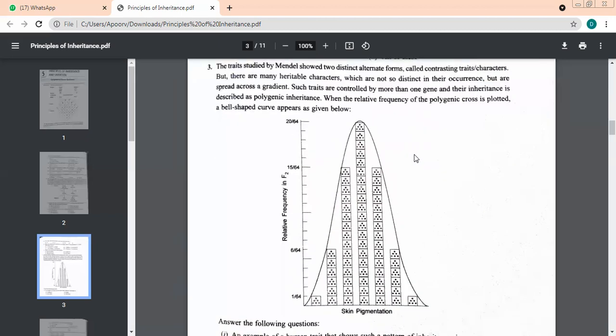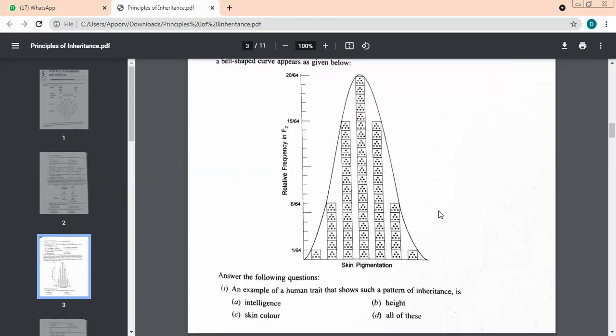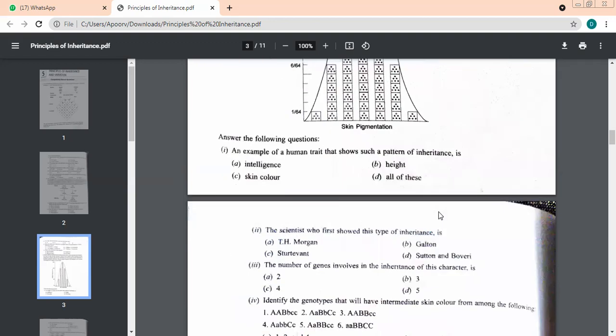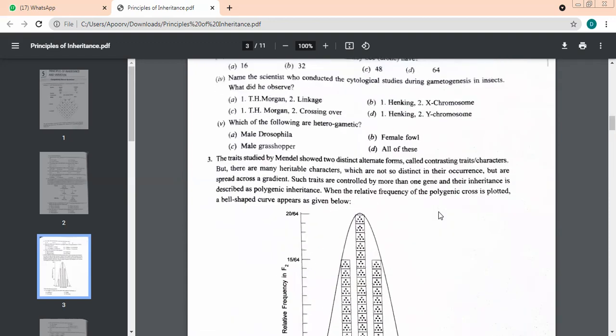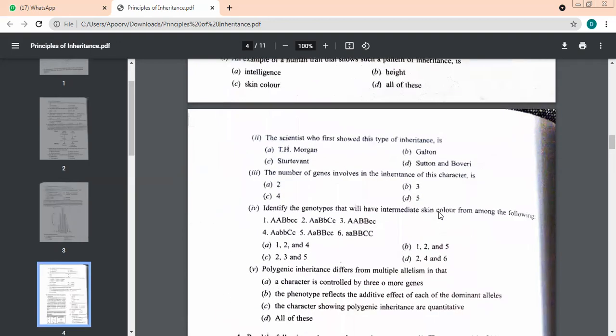Now let's see this. This is also easy. The traits studied by Mendel show two distinct alternate forms, contrasting characters. But there are many heritable characters which are not so distinct in the occurrence, but are spread across a gradient. Gradient, you understand? Much difference. Such traits are controlled by more than one gene, and the inheritance is described as polygenic inheritance. So basically, they are describing polygenic inheritance in all these words. And when we plot the frequency of polygenic cross, a bell-shaped curve is obtained. The curve is bell-shaped. Just remember that this is a graph of polygenic inheritance.